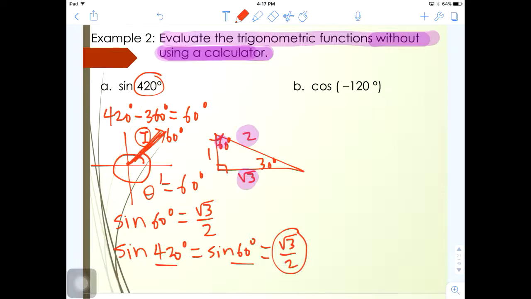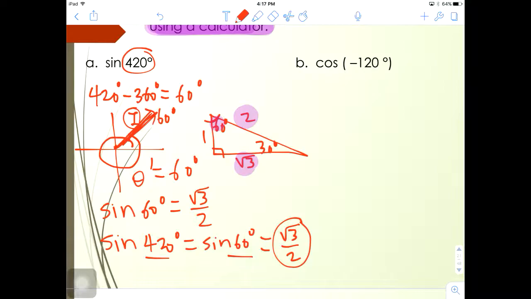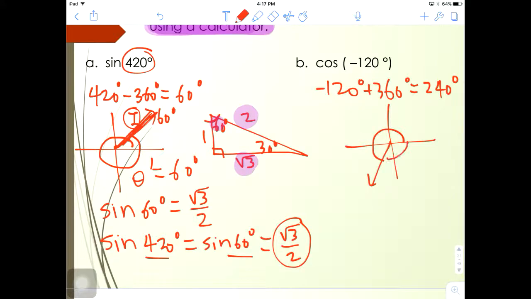Let's go ahead and take a look at another one. Part B says cosine of negative 120. Again, first of all, the angle is negative. So I'm going to need to unwind the negative 120 by adding 360, and I'm going to have 240. What we're saying is negative 120 is the same as 240. So if you go to the left, it's negative 120. If you go to the right, it is 240.